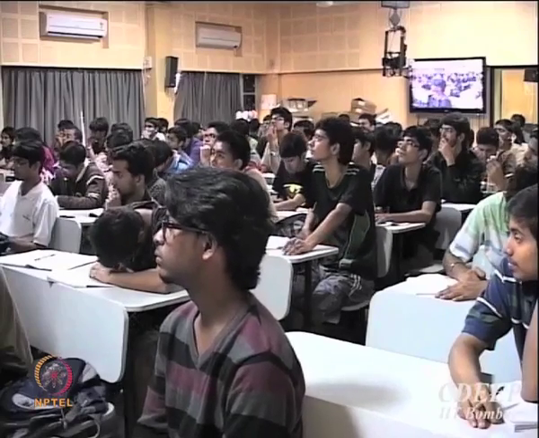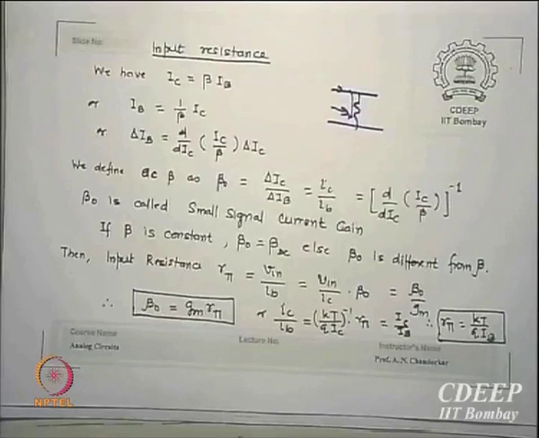DC beta will be equal to AC beta as long as DC beta remains constant, and that is the way we will actually make the circuit work. So if the manufacturer gives you a beta of 200, I don't have to recalculate what beta I should use in my analysis, because I will operate under my conditions such that beta remains constant. Okay. The next thing which we would like to know is the input resistance.